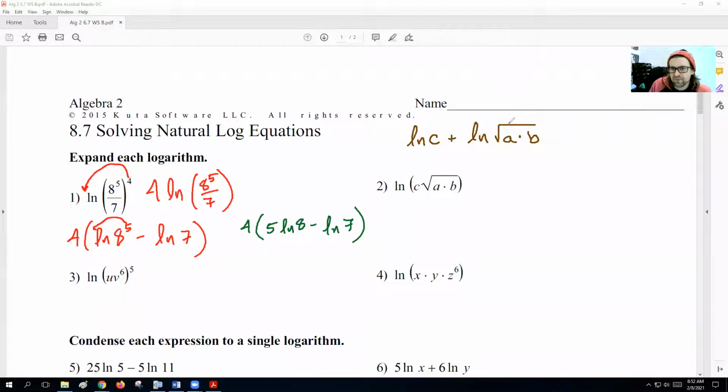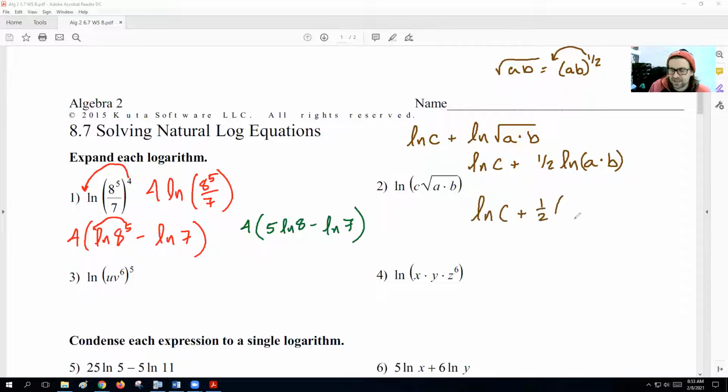All right, well, if we remember, the square root of ab is the same thing as ab to the 1/2 power. The square root is the 1/2 power. So we can take that 1/2 power and move it in front. So we'd have the natural log of c plus 1/2 the natural log of a times b. And then we can actually break this up. So the answer for number 2 would be the natural log of c plus 1/2 times the natural log of a plus the natural log of b.